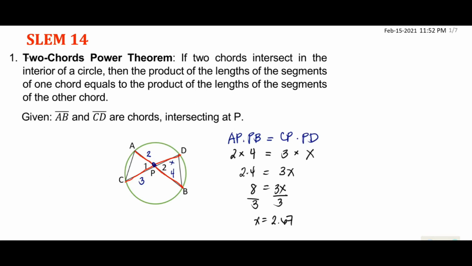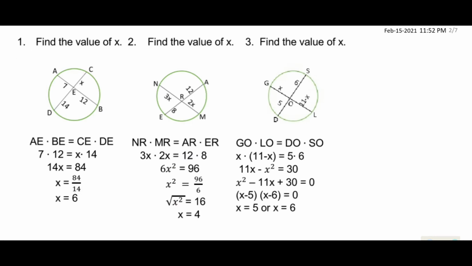Yung unang theorem. So, punta tayo sa mga examples dito sa module. Ito ay nasa module din. So, ibibigay ko din yung kung paano siya kino-compute, para lang makita nyo ano yung explanation doon sa module. So, find the value of x. Lahat, find the value of x.